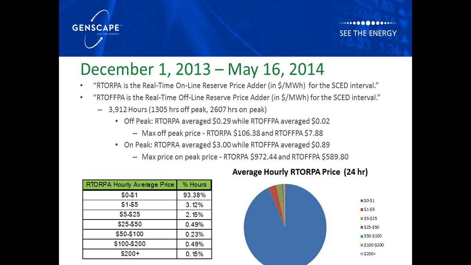What this is showing here is the real-time online reserve price adder and the real-time offline reserve price adder, and what that value has been every hour since December 1st. We do have a couple missing days in there, but overall we have 3,912 hours total. About 1,300 of those are off-peak, and about 2,600 of those are on-peak.